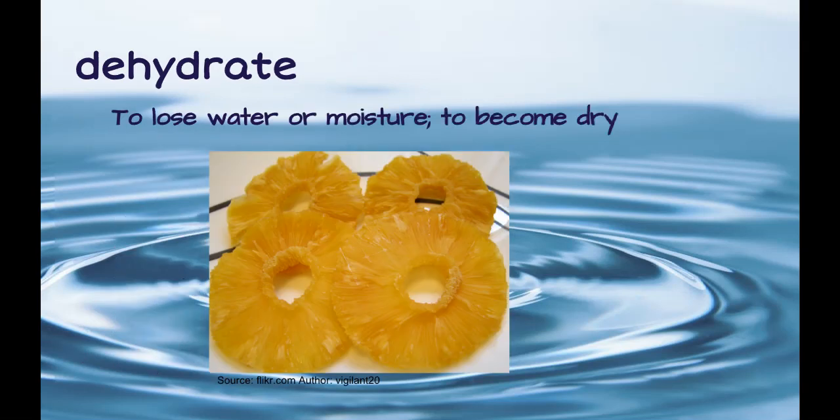So your first word is dehydrate. This means to lose water or moisture or to become dry. So in the picture, you can see what we would consider dehydrated pineapples. So these are pineapples that have lost the water or moisture and become dry. They have probably been put either in an oven at a slow temperature or in a device called a dehydrator, and it takes the moisture out. It dehydrates the pineapple.